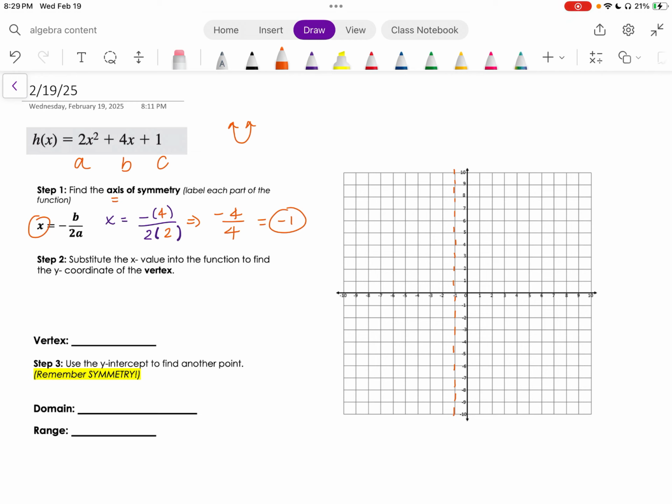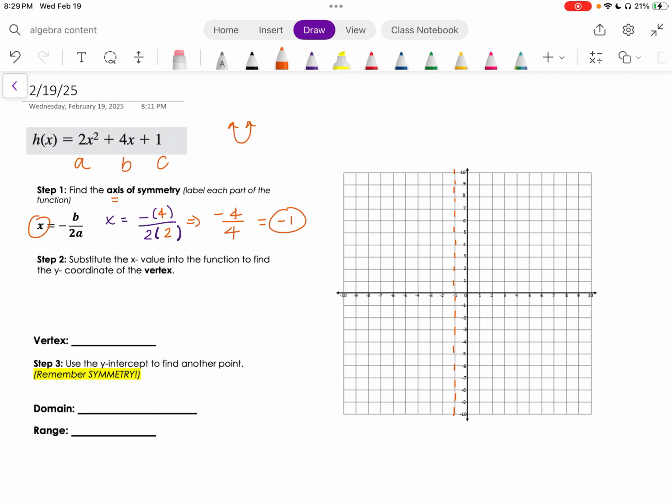Now, once you have your x value, you're going to go ahead and substitute that into your function wherever you see x. So the input is going to actually be negative 1. And the output is going to be our y's, which is what we're going to find out. That is the same y that we're going to have for our vertex.